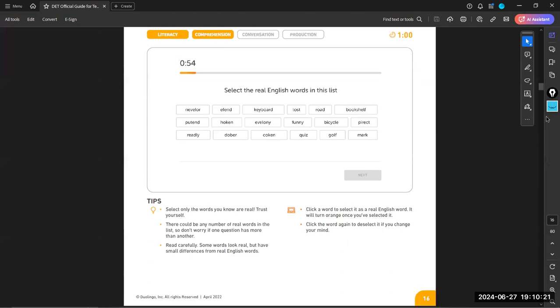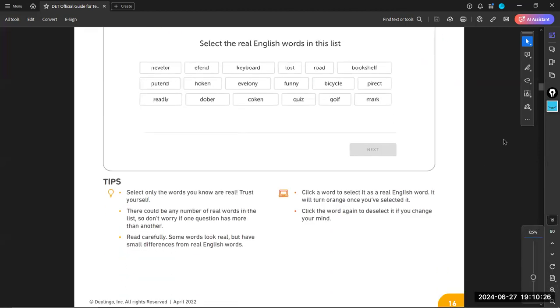Now the tips. Let me zoom in just to be able to see the page clearly. Let me show you the tips, then I'm going to show you the strategies you have to apply to solve this module correctly. Select only the words you know that are real. Trust yourself. Absolutely, Malak, the more you read, the better you will be. But if you feel that a word does not exist or is strange, don't select it. Only the real words.